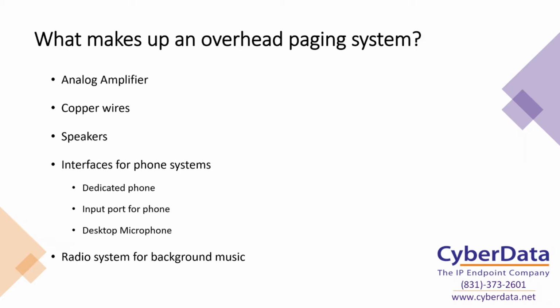Of course, you've got the older style, again, just that dedicated phone, the more common implementation, which is just a way to tie in your existing phone system, or in some cases, a desktop microphone. A lot of the times there's kind of a mix of the three options there, but a lot of the times also on these different amplifiers, you're going to have a radio system that'll also provide background music, because a lot of the times people aren't making emergency notifications or general notifications through the paging system.